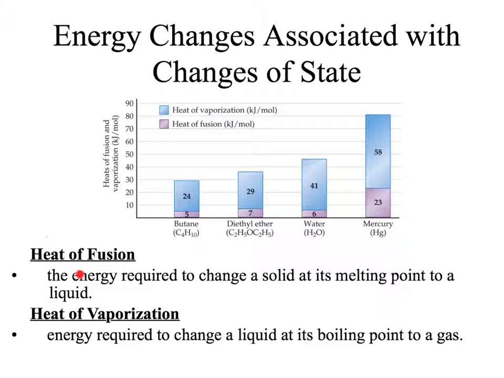We use the heat of fusion when we want to calculate how much energy we need to go from a solid to a liquid. We also use the opposite of the heat of fusion when we want to go from a liquid to a solid, to go backwards. We just change the sign.